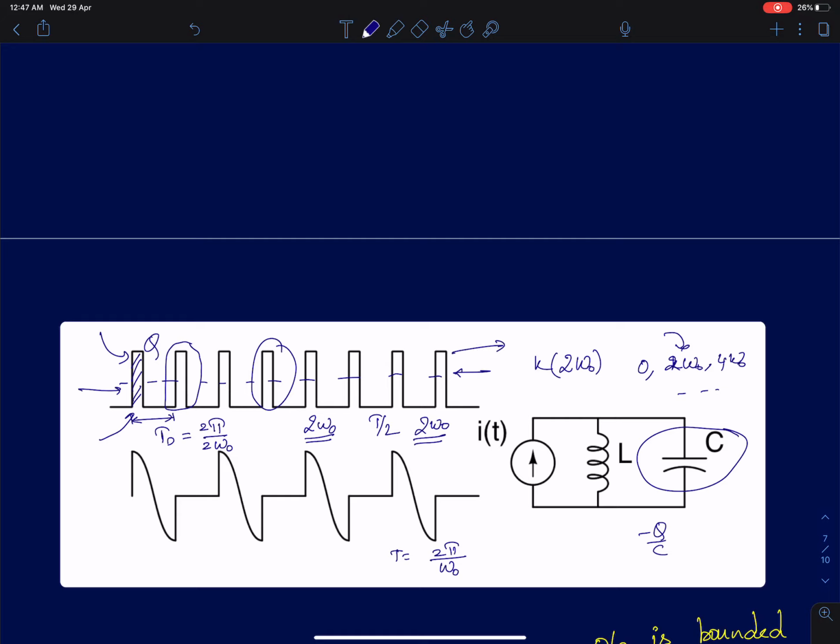For a pulse train, assuming the pulses to be very, very narrow, you can very easily show that, since it's a pulse train with only positive pulses, it's going to contain a DC content. The spectral components, the frequency components, are going to be 0, 2 omega naught, 4 omega naught, multiples of 2 omega naught, since its time period is T by 2. The fundamental harmonic will be 2 omega naught, and it will contain all harmonics of 2 omega naught. So there is no energy at omega naught itself. If I feed this as an input to this LC circuit, we will see what output we are going to get.